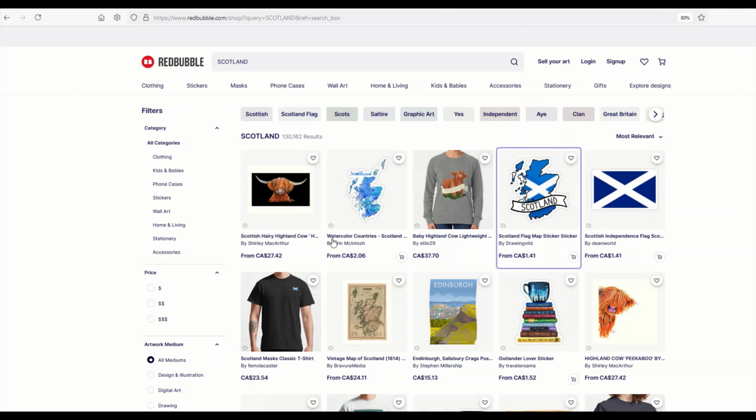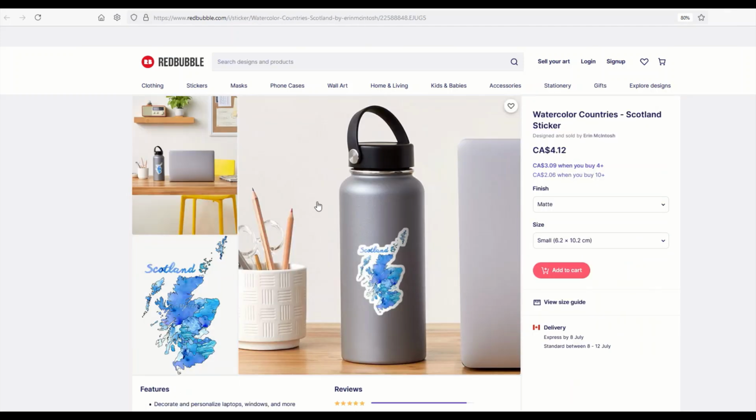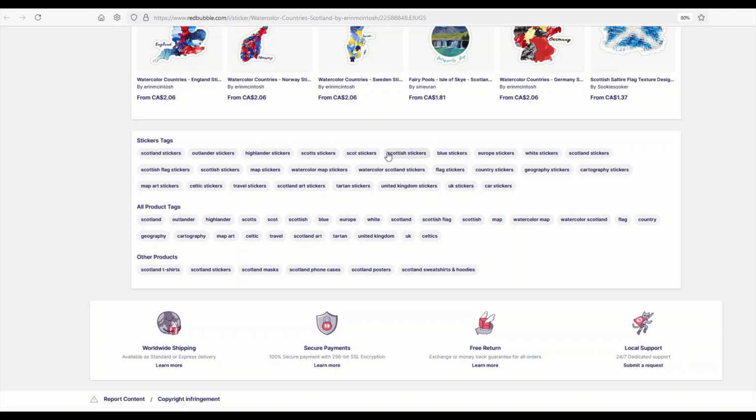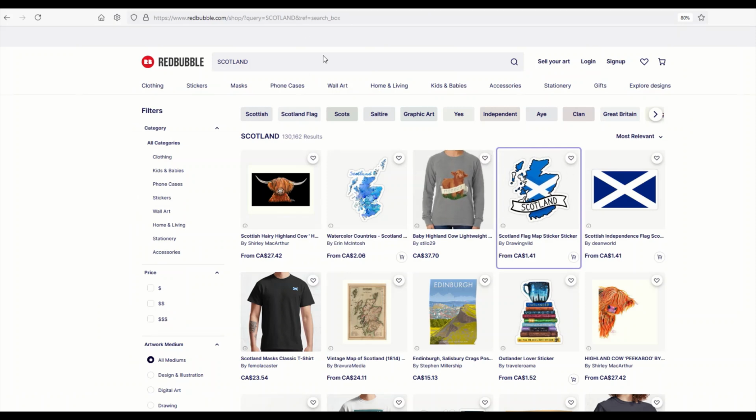Let's take a look at this first one, watercolor countries. Pretty good, nice looking design. Scroll on down, they've got 2, 4, 6, 8, 10, 12, 14, 20, about 25 tags. These ones are added in, but we've got about 25 tags. Sounds good. Let's take a look at the second one.